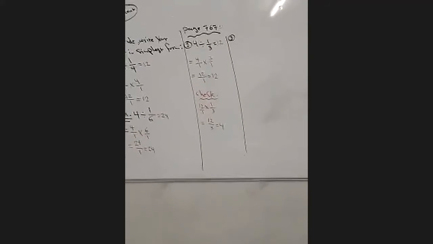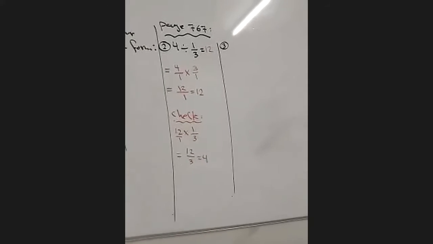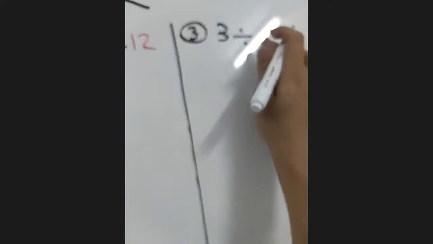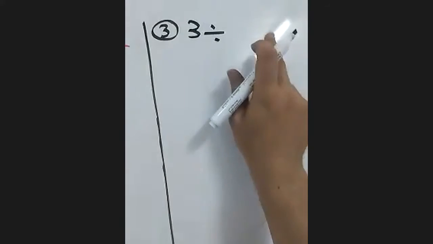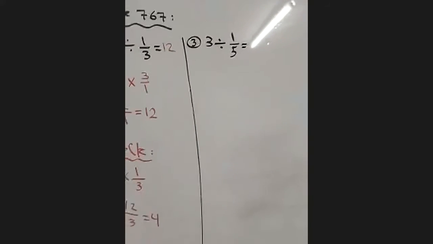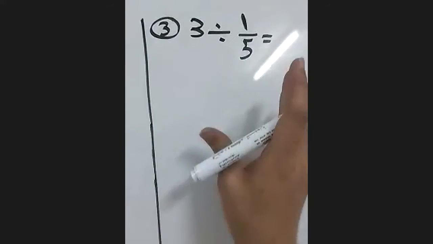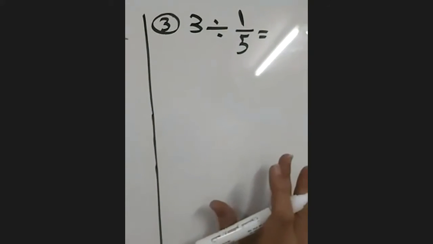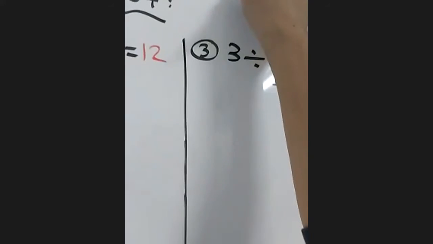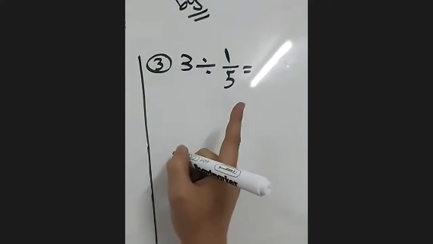Okay, Muhammad Daas. Yeah, mister. 3 divided by 1 over 5. Guys, when you read the division, wait, Muhammad. When you read the division, do not say 3 divided 1 over 5. This is wrong. You say 3 divided by. Don't forget this word, by. 3 divided by 1 over 5. Don't forget that.